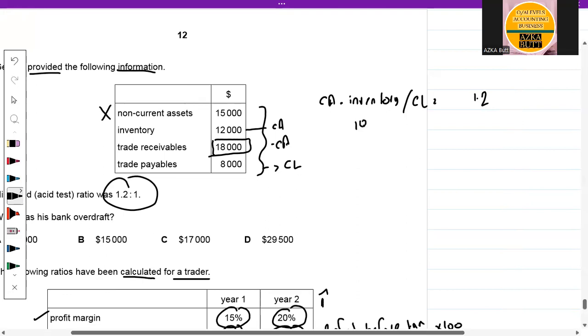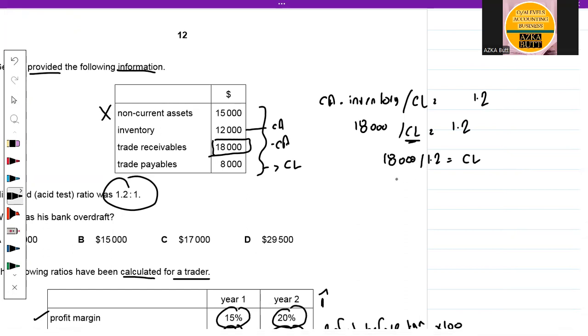So it means I will be writing only $18,000, divided by current liability, is equal to 1.2. Because I want to find the current liability, I will shift 1.2 here. So $18,000 over 1.2 is equal to current liability. If you just divide $18,000 by 1.2, this gives you the answer $15,000. So it means that current liability is $15,000.